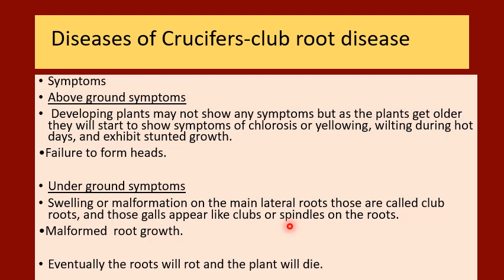But ultimately what happens? It is very difficult to transport the water. Therefore, we can see the above ground symptoms like yellowing, wilting and stunting. Then we can't expect the proper growth of plants. Ultimately we can see malformed root growth, and eventually the roots will rot and the whole plant will die.